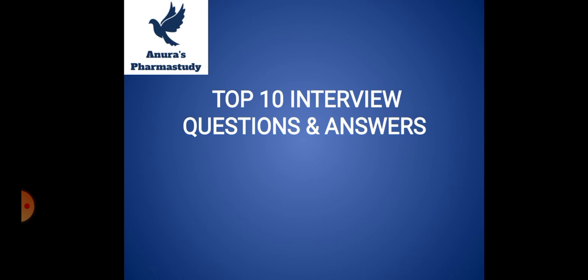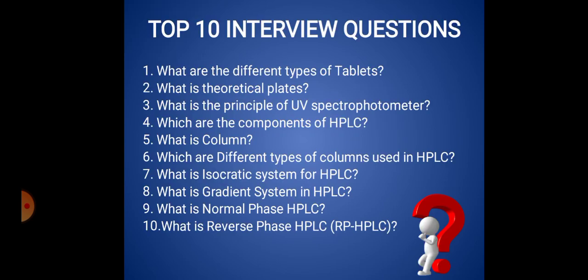So let's start. So these are the 10 important questions which are asked in interview. First question is, what are the different types of tablets? Second, what is theoretical plates? Third, what is the principle of UV spectrophotometer? Fourth, which are the components of HPLC? Fifth, what is the column? Sixth, which are different types of column used in HPLC?